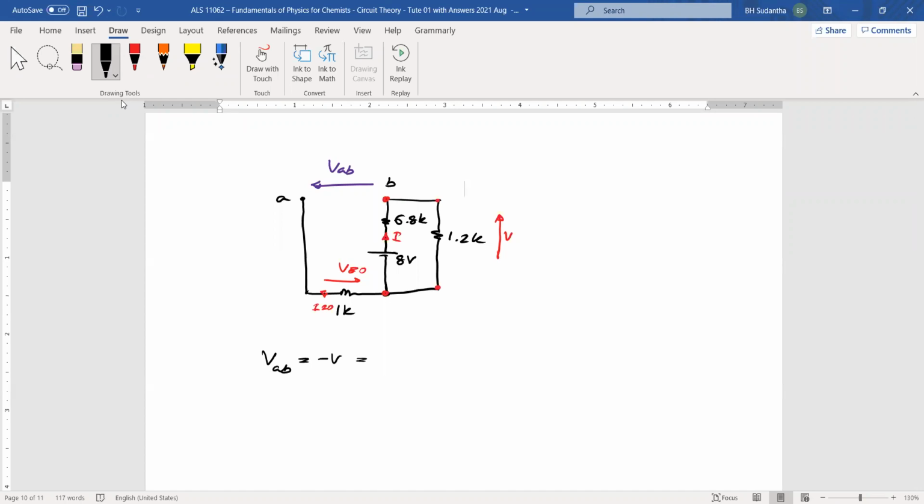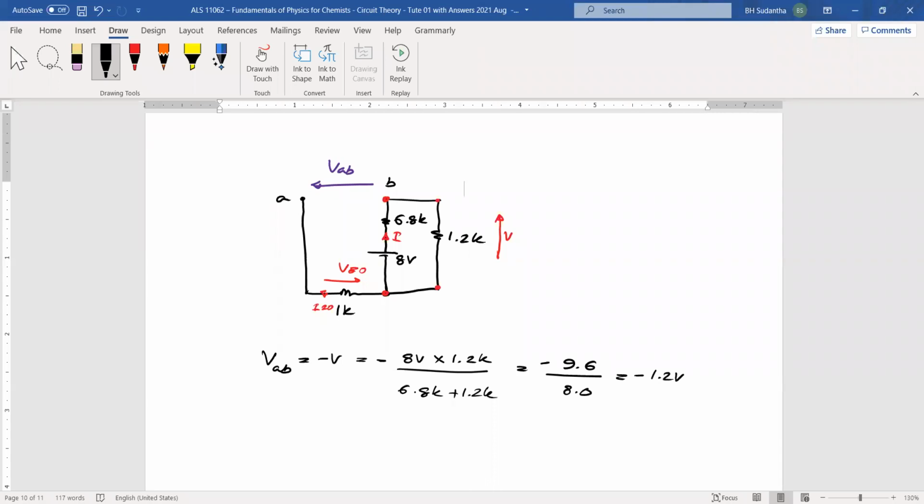It equals minus 8 volts times 1.2K divided by 6.8K plus 1.2K, minus 1.2 volts.